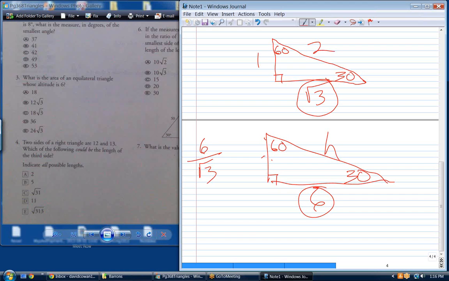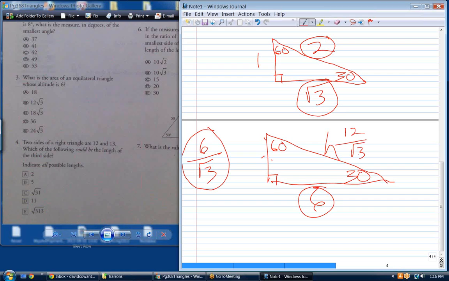It would be like 2 times that. Yes, you got it. That's exactly what you want to do. You just want to take that similarity ratio and multiply it by this 2. So that hypotenuse would be 12 over root 3.